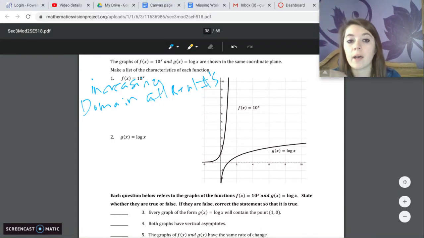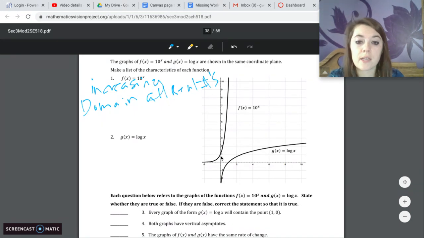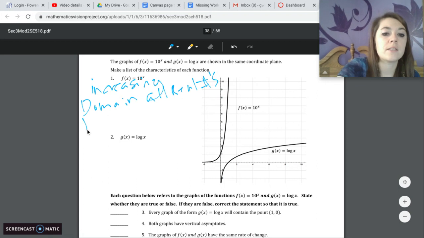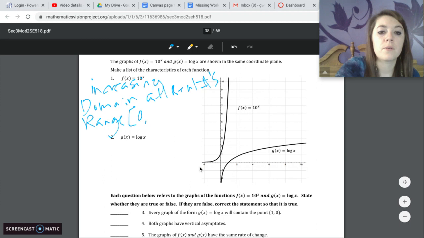So when we have an exponential function, it usually has a value that it gets close to, but it never actually crosses. In this case, notice as we come down this way, in the negative values, it's getting closer and closer to the x-axis. It's never actually going to reach the x-axis. It'll get infinitely close, but it will never reach it. So our range is going to be from 0 to infinity because we're never actually going to go lower than 0. So range is from 0 to infinity.